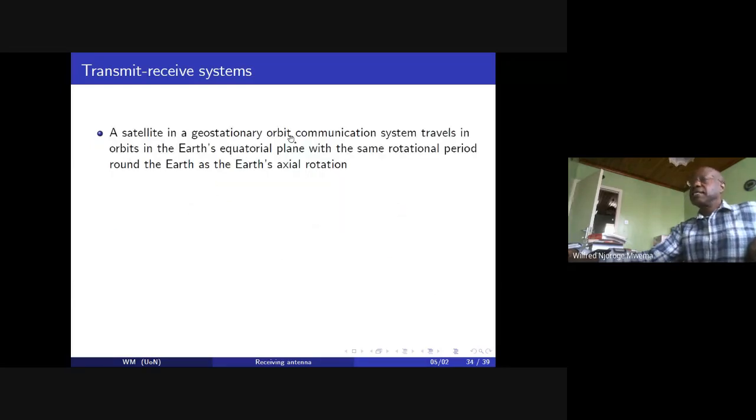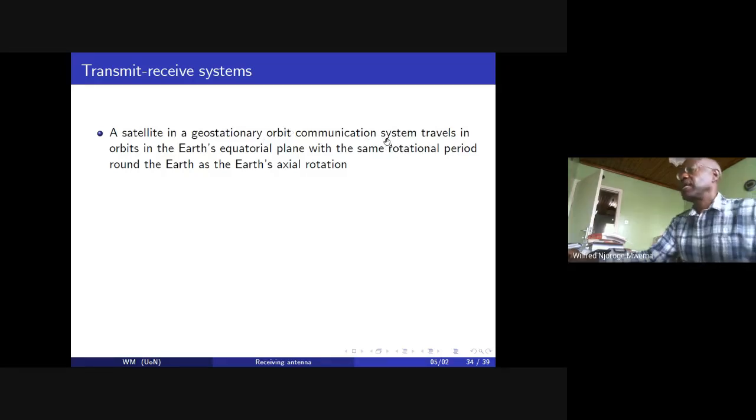So, a satellite in a geostationary orbit is in an orbit above the Earth's surface where the satellite will appear stationary with respect to the Earth's surface. That is, it is rotating at the same speed as the Earth is rotating about its axis, and therefore it will appear to be stationary when we observe it from Earth.